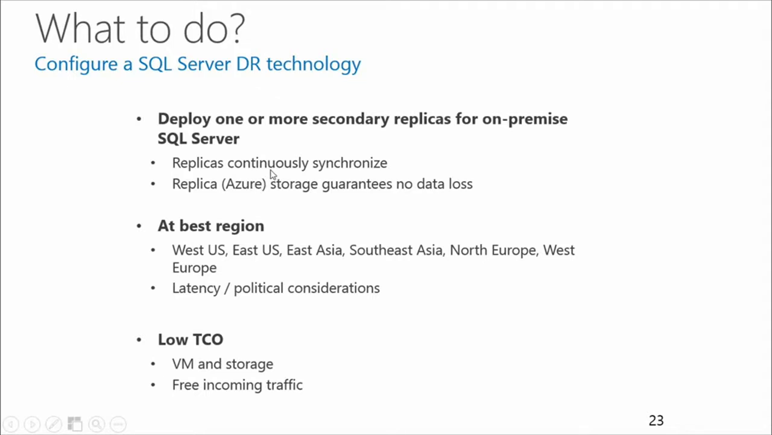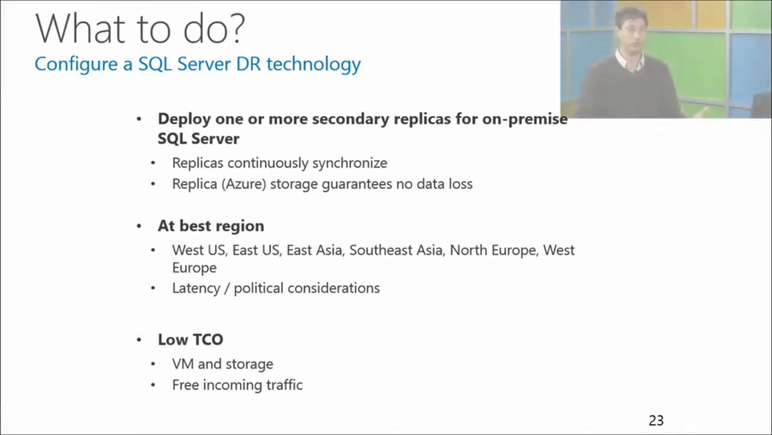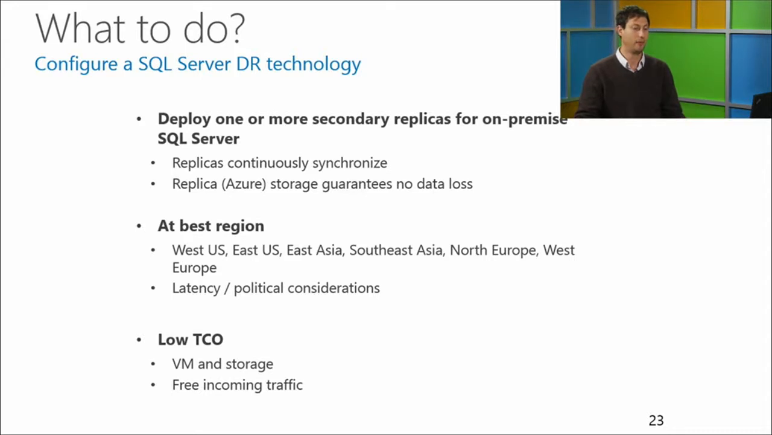So what you can do is deploy, as I mentioned, one or more secondary replicas for your on-premise SQL Server. These replicas continually synchronize. The way this works is every transaction that you execute in SQL Server will create a log record, right? And we automatically send those log records into the secondary in the cloud. And that replica in the cloud will have a copy that is up to date with the primary.